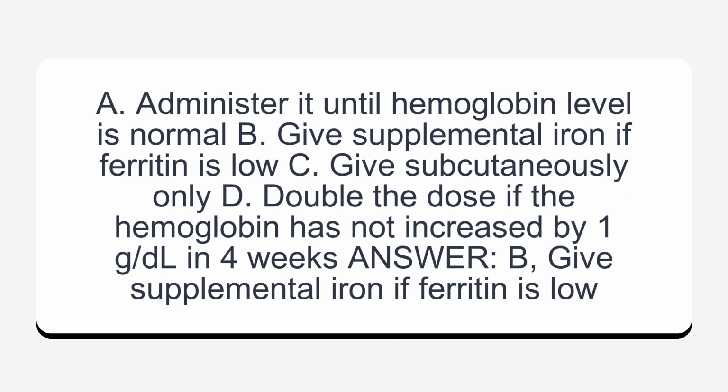A. Administer it until hemoglobin level is normal. B. Give supplemental iron if ferritin is low. C. Give subcutaneously only. D. Double the dose if the hemoglobin has not increased by 1 g/dL in 4 weeks. Answer: B. Give supplemental iron if ferritin is low.